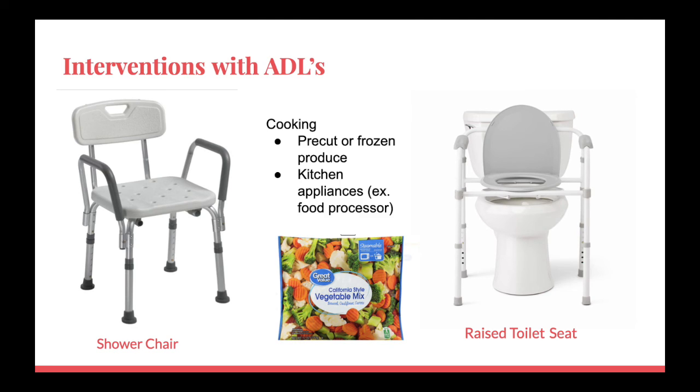Interventions with activities of daily living could include a shower chair, and for cooking, it could include pre-cut or frozen produce and kitchen appliances, for example, a food processor, and a raised toilet seat, all of which can help with energy conservation.